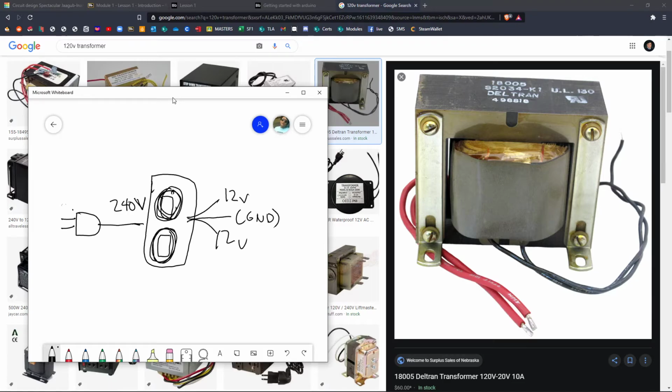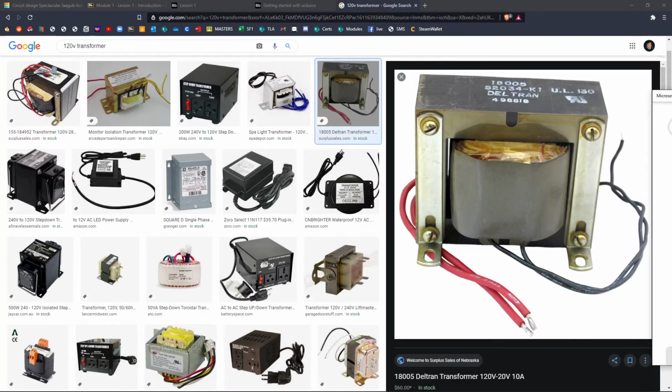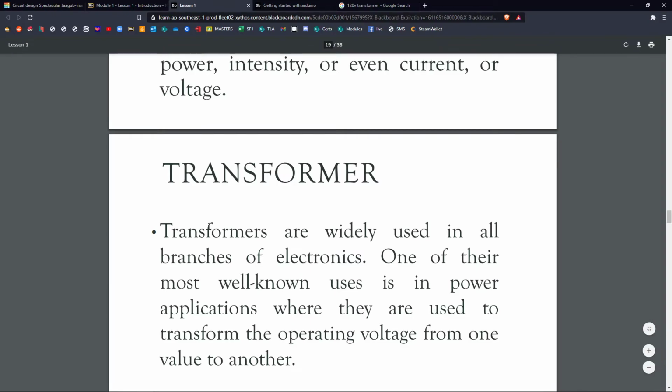So transformers can usually step up or step down electricity. So transformers is explicitly an AC electronic component, meaning it will not work with a DC or direct current electricity. This is an AC component. I will be explaining what AC and DC is later, but let's move on.